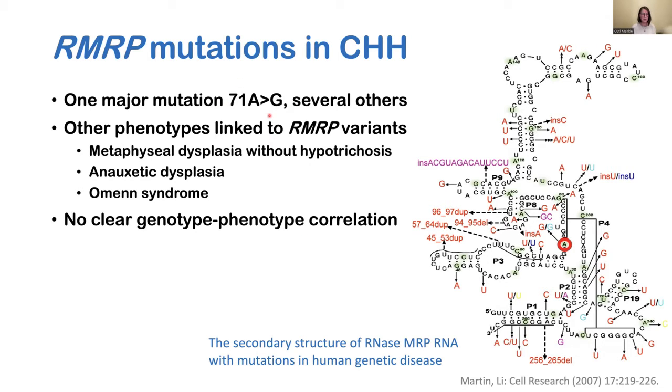and it's common in all the other populations as well. But there are several different mutations along the RNA molecule linked to cartilage-hair hypoplasia, and some mutations have been linked to a little bit different phenotypes, for example, metaphyseal dysplasia without hypotrichosis, or anauxetic dysplasia, or Omenn syndrome. And there seems not to be any clear genotype-phenotype correlation, and as you can see, the mutations are really dispersed throughout the gene.